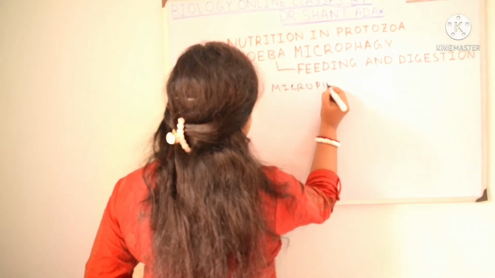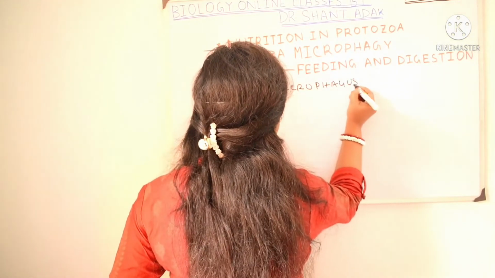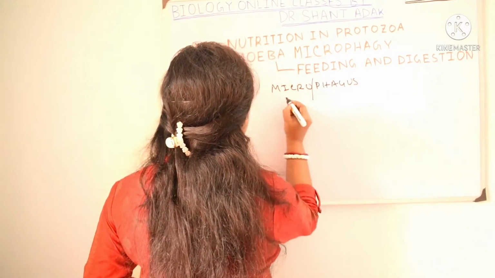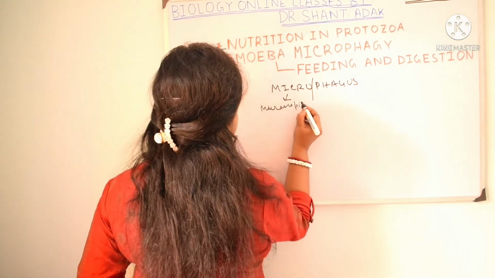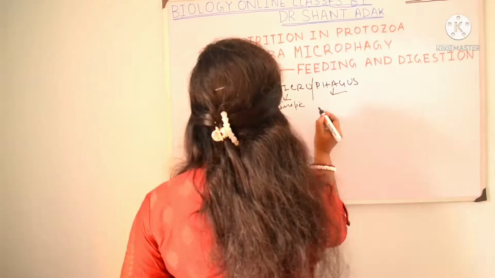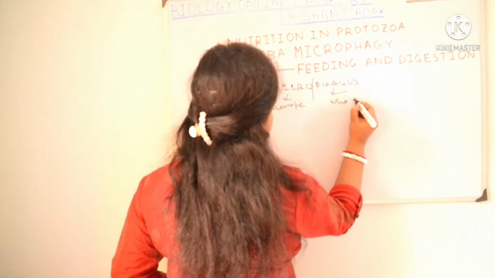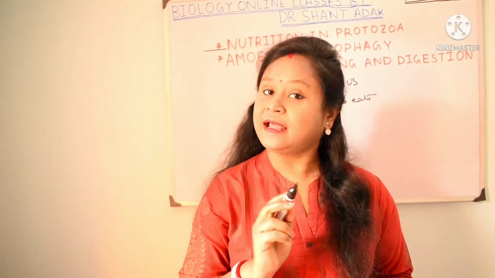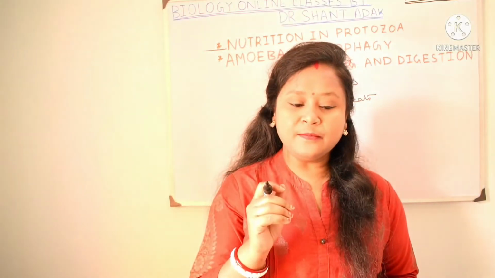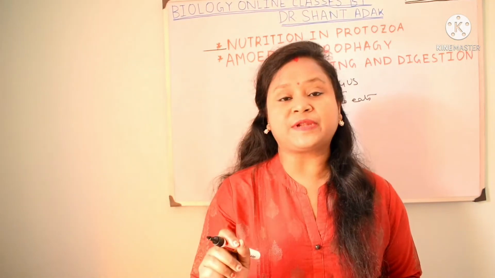Amoeba is a microphagous animal. Micro means microscopic and phagous means who eats. It takes microscopic plants and animals as its food. Amoeba is a microscopic animal, among the simplest animals.